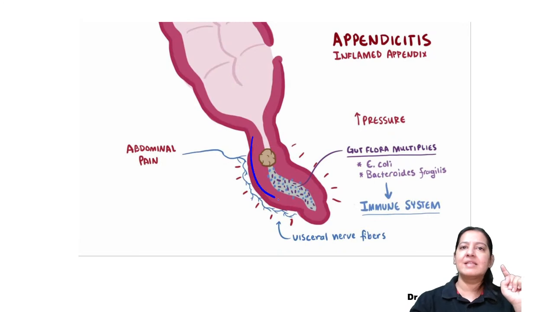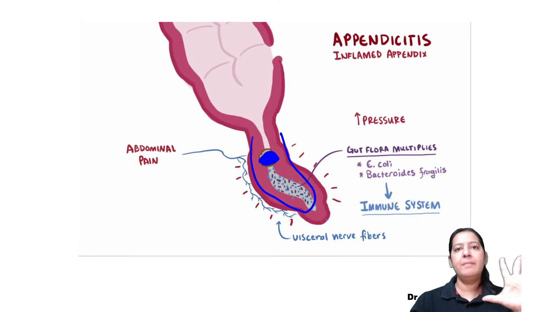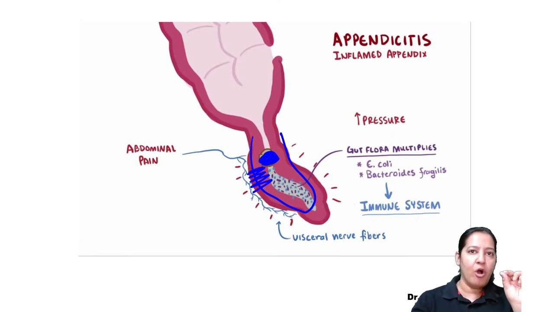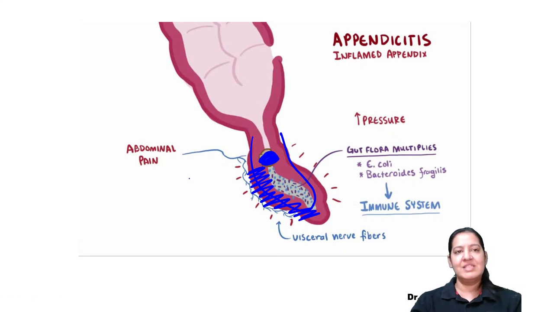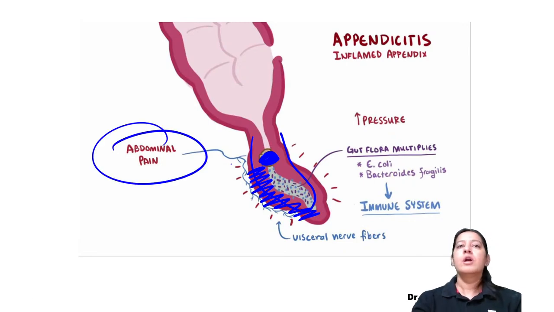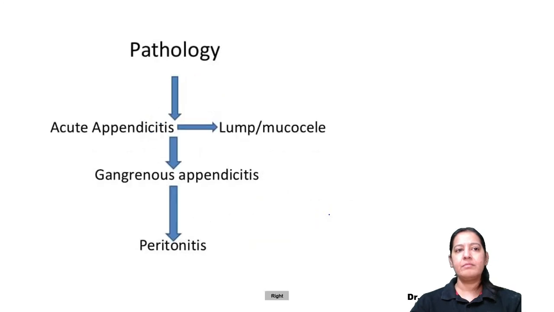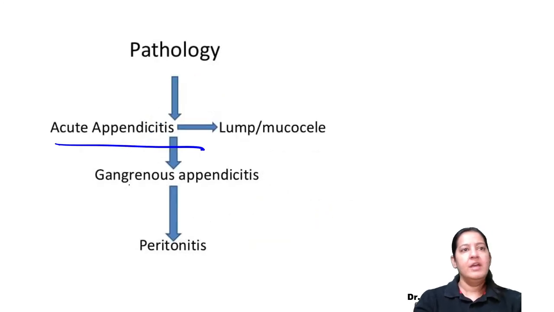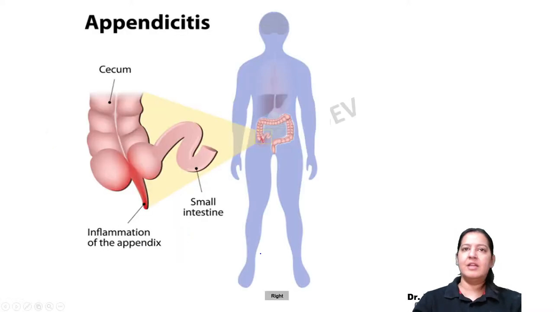So can you see the appendix is inflamed here, because of the obstruction by a stone or something. It is inflamed and the wall is thickened. Appreciate the wall thickness. The patient will have severe abdominal pain. Now, because of the obstruction here, there is increased pressure inside. Increased pressure will lead to severe pain. So that is acute appendicitis. If you don't treat it, it will undergo gangrenous change and rupture and result in peritonitis.